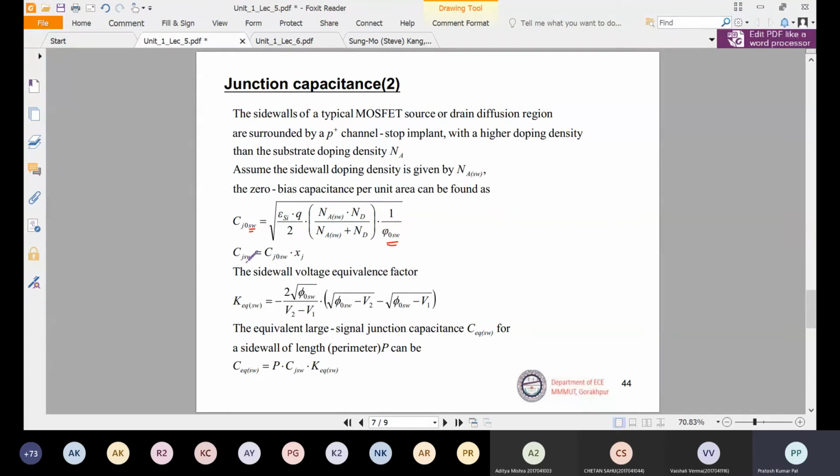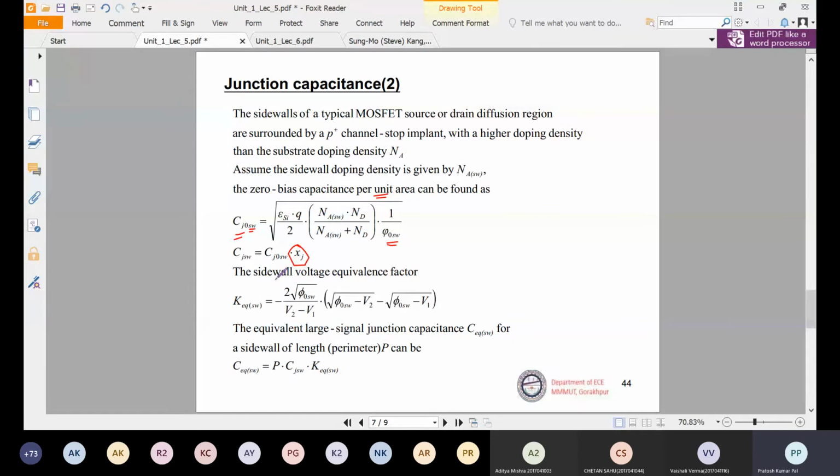Then the side wall junction capacitance will be the side wall junction zero bias capacitance times xj. Instead of the area part, we multiply by xj, because the zero bias capacitance is per unit area and it is multiplied by the junction depth, whatever the junction depth is. So this will be the capacitance because of the side walls.